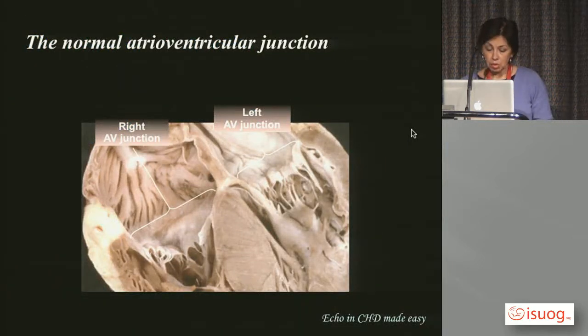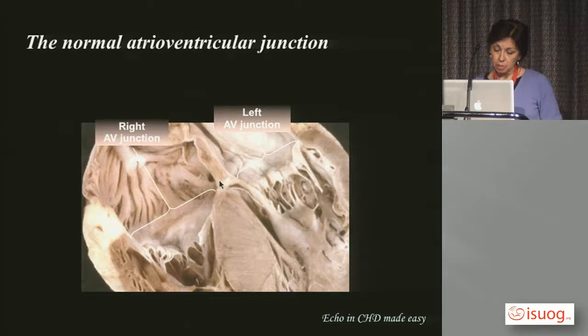So I'm going to try and take you through two different views of heart specimens and compare the atrioventricular junction in normal heart and hearts that have an atrioventricular septal defect to see if that makes it easier to understand. This is a blown-up view of an atrioventricular junction in a normal heart.